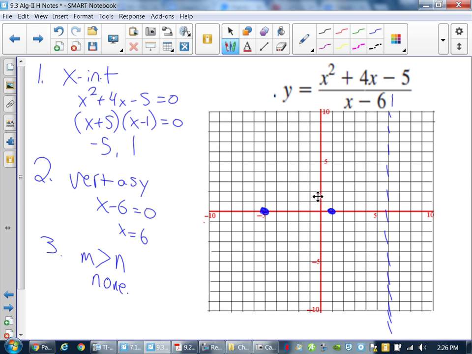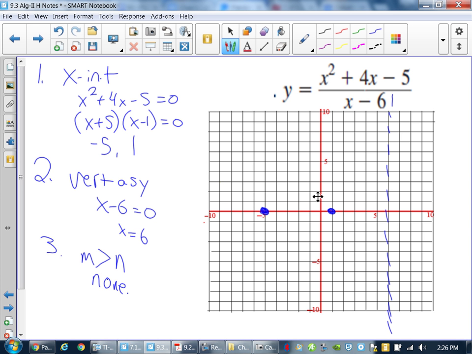Okay? Now, unfortunately, this one is really difficult to kind of plug and chug your way through. So what I'd like you to do is use your calculator real quick, and I want to show you how we can do this with a table. Okay? I'll show you tricks on how to do it without a calculator.